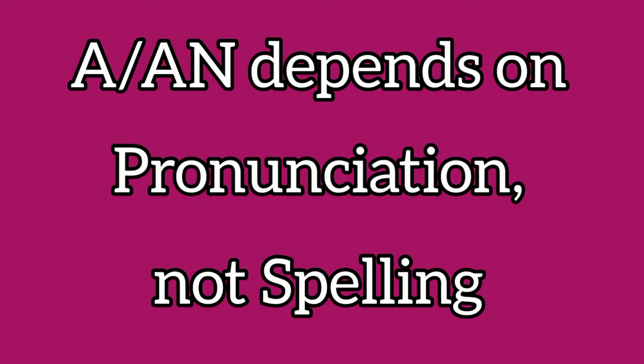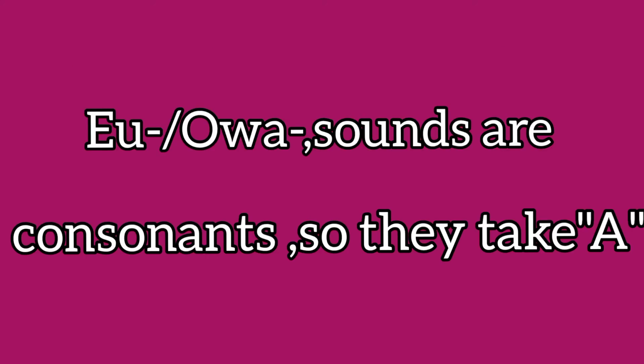For example, a university. U is the vowel letter at the beginning of the spelling, university, but the pronunciation is starting with a consonant sound U, and so it will be a university. A unit. A one-eyed man.